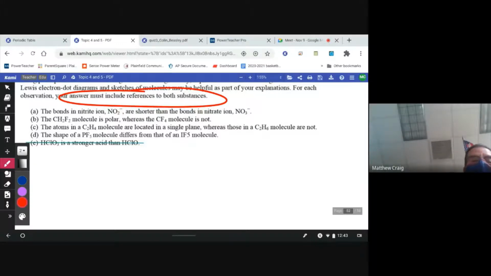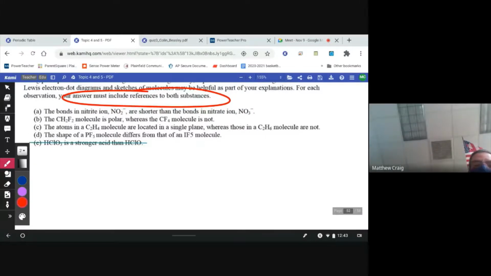All right, C. The atoms in a C2H4 molecule are located on a single plane, whereas those of the C2H6 are not.